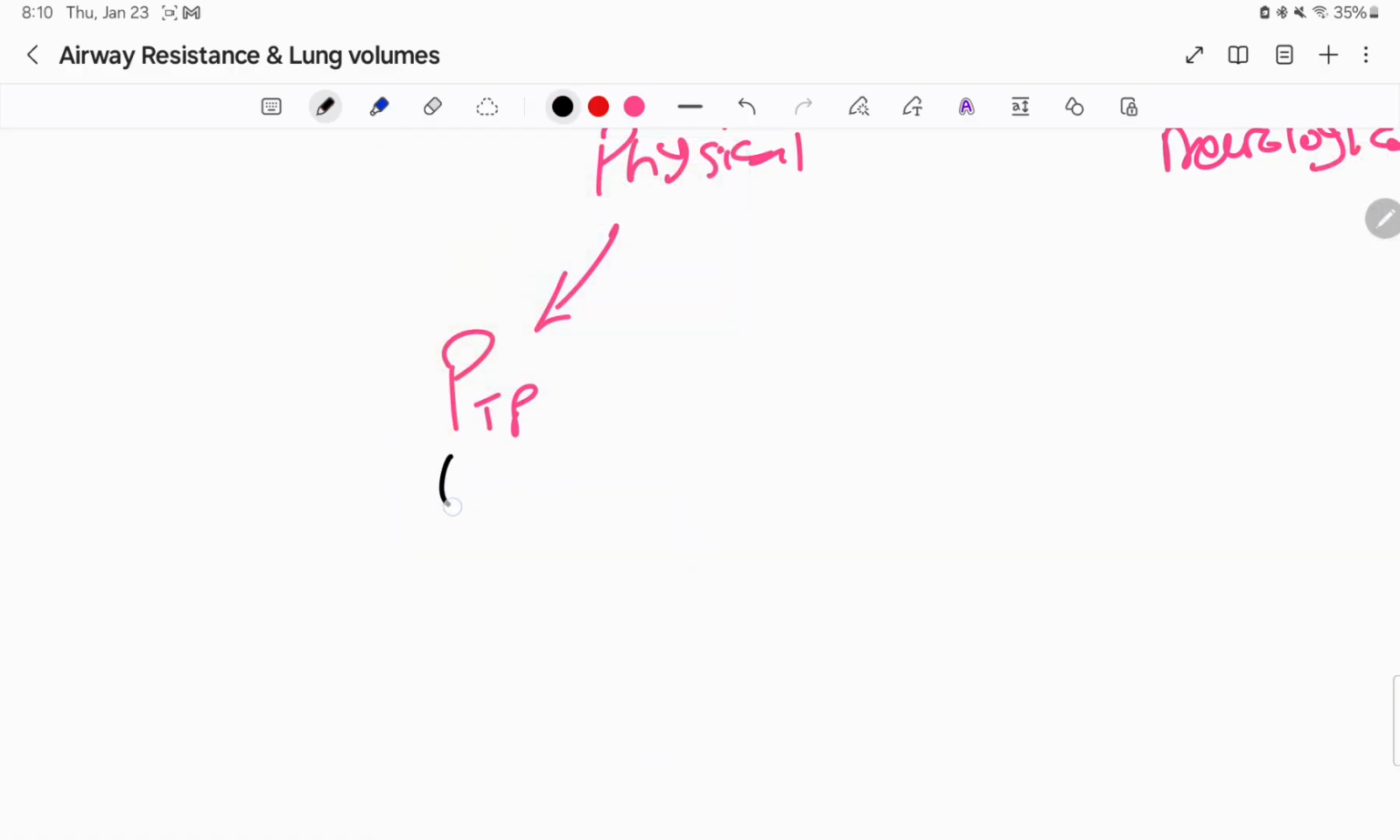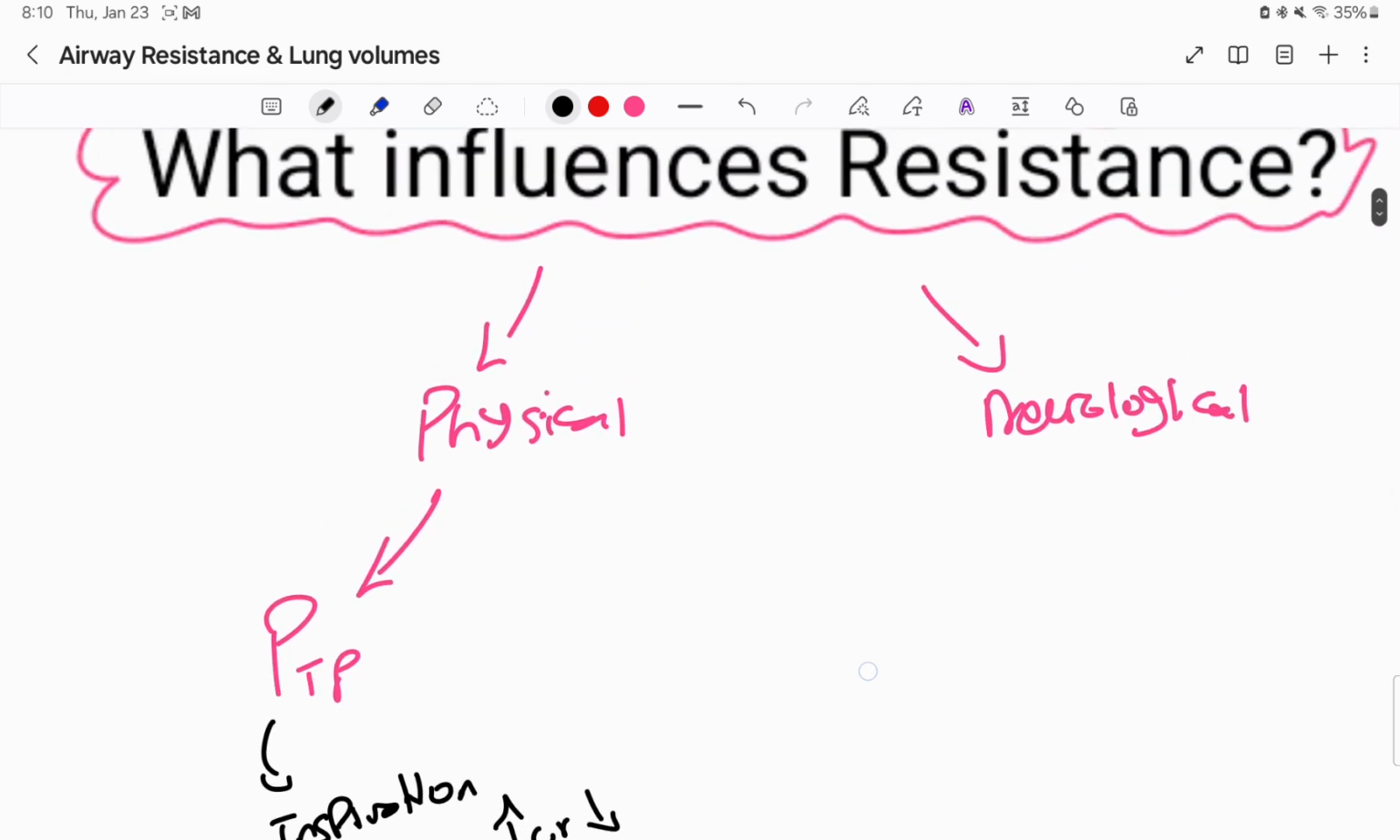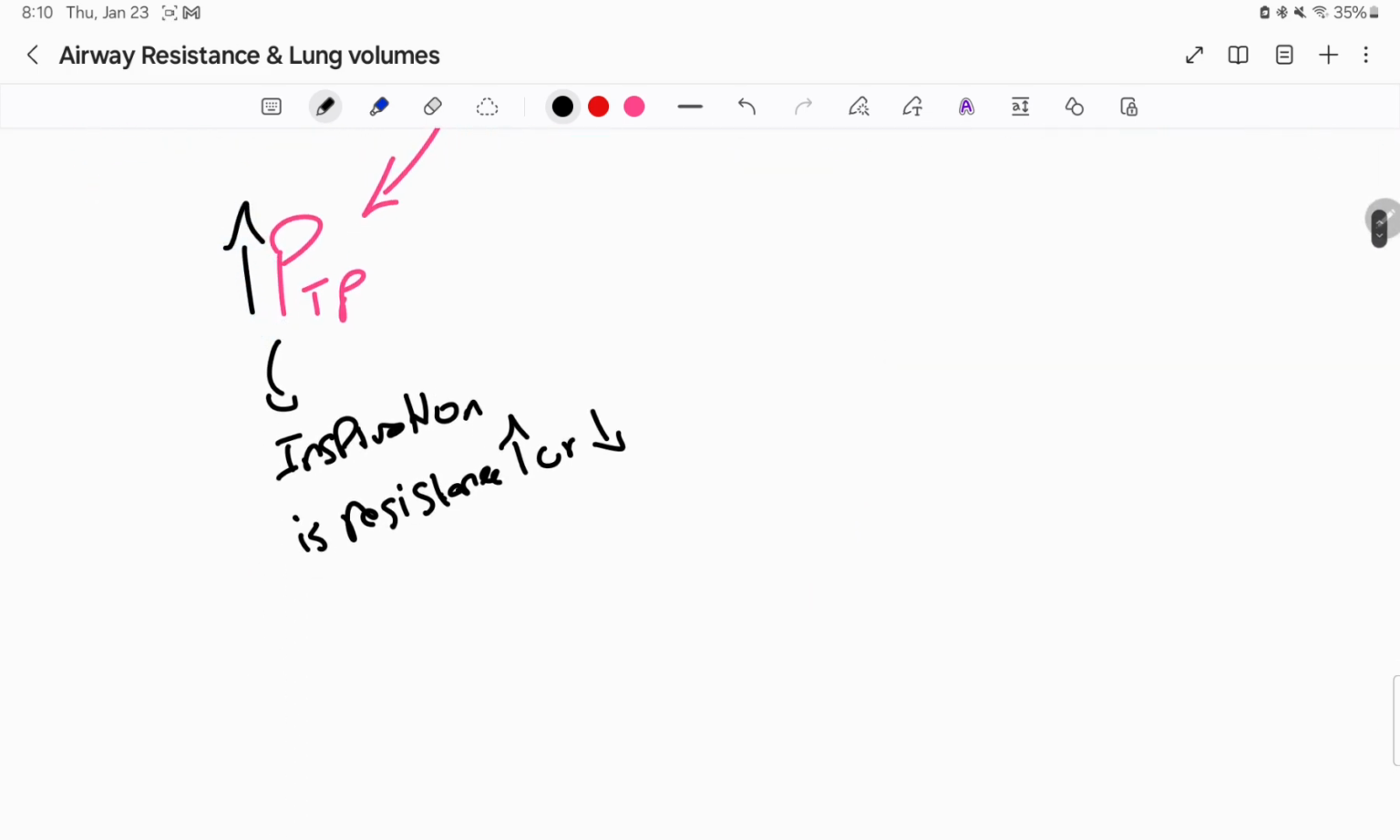During inspiration, is resistance going to be high or low? What do you guys think? With regards to this transpulmonary pressure, is resistance going to be high or low? Well, as the transpulmonary pressure increases during inspiration, resistance is actually going to go down. And this is because we are increasing the thoracic cavity volume, and we're dilating the alveoli.